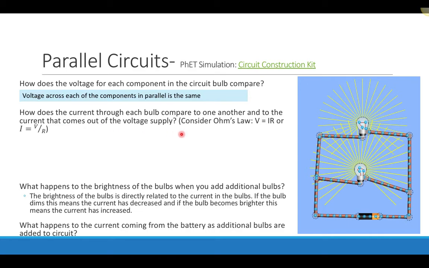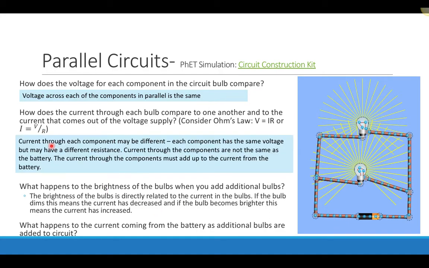How does the current through each of the bulbs compare to one another and to the current that comes out of the voltage supply? So if we consider Ohm's law, V equals IR, or the current is the voltage over the resistance, each of these bulbs has the same voltage. So they have the same V, the voltage V, but they may be different resistance values. So the resistance of one bulb might be bigger than another bulb, and so that means that the current through each of the components may be different. Each component has the same voltage, but may have a different amount of resistance.